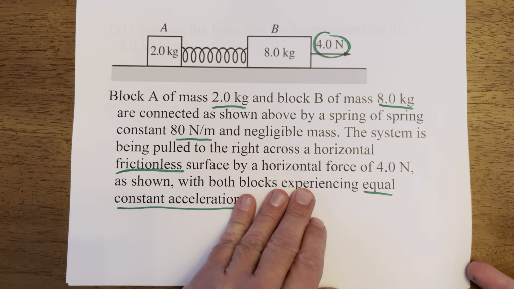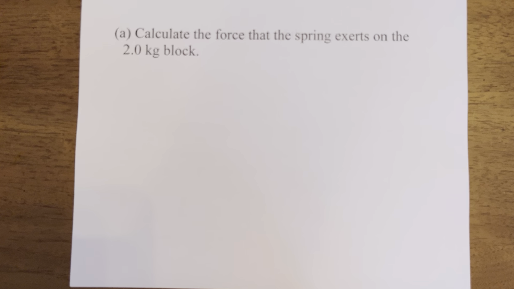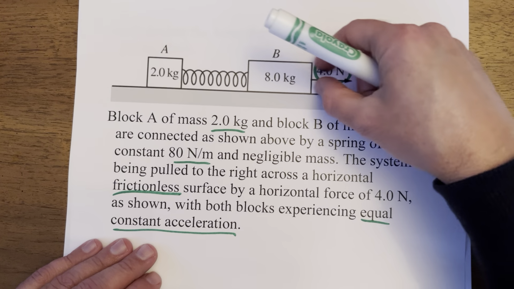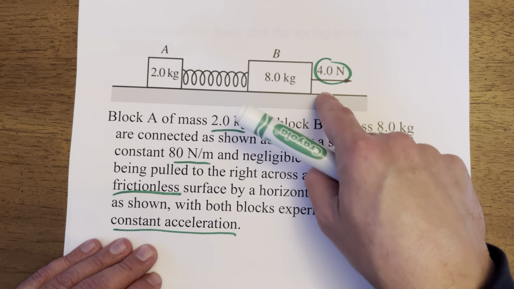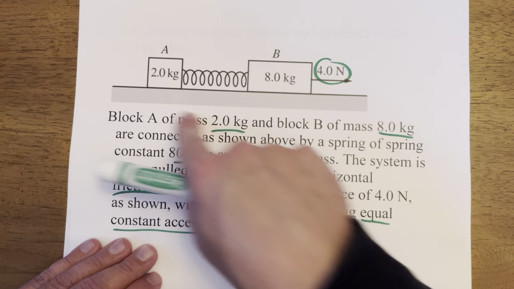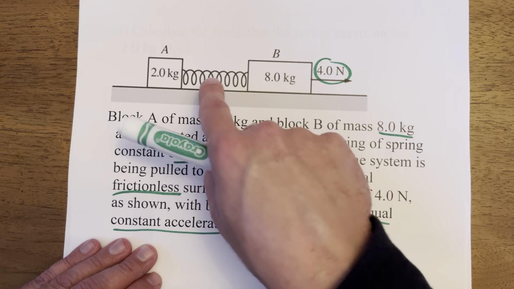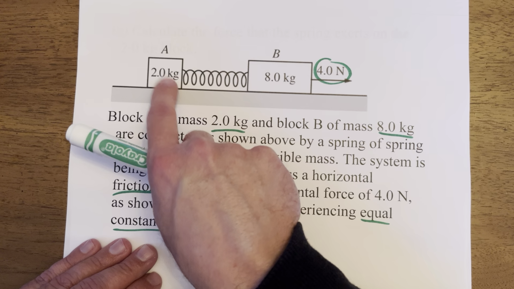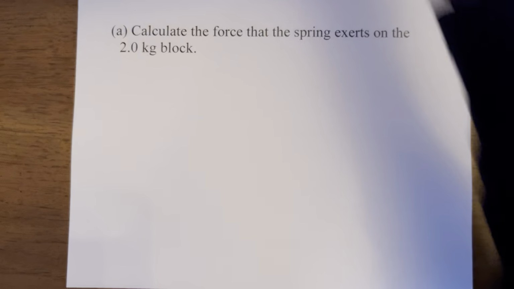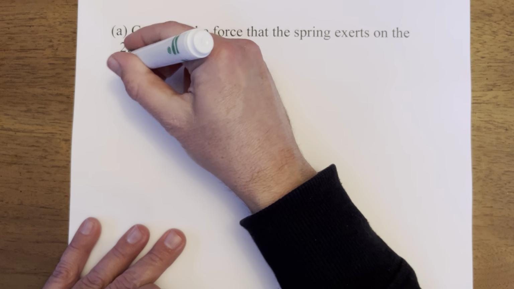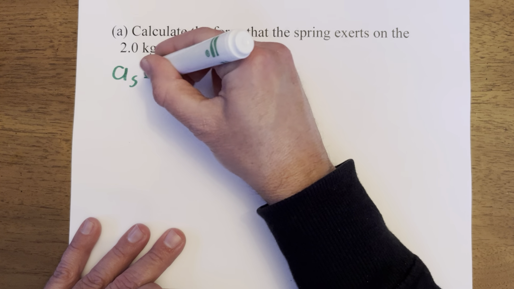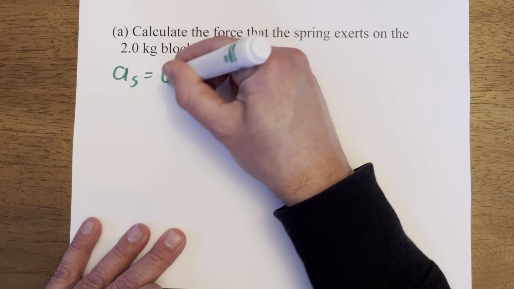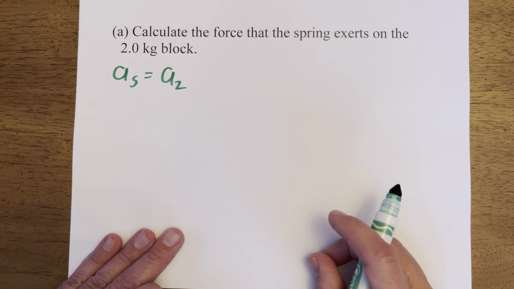Okay, so let's start to solve these. First up, it says calculate the force that the spring exerts on the 2 kilogram block. So let me pull this picture back. This whole system is going to accelerate the same. This 4 newtons moves the whole system of 10 kilograms. The spring is only responsible for those 2 kilograms right there. So let's set up a Newton's second law situation. The acceleration of the system is equal to the acceleration of the second block.